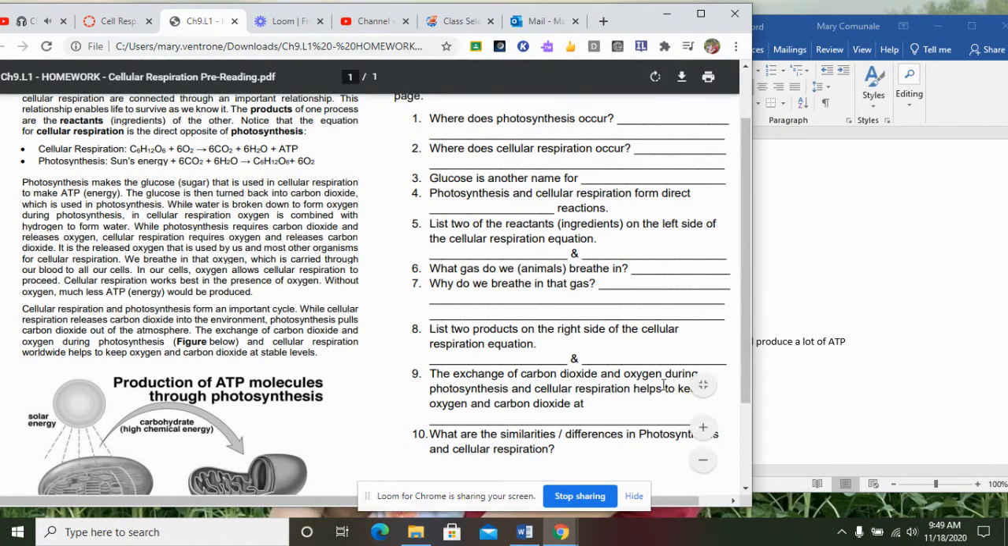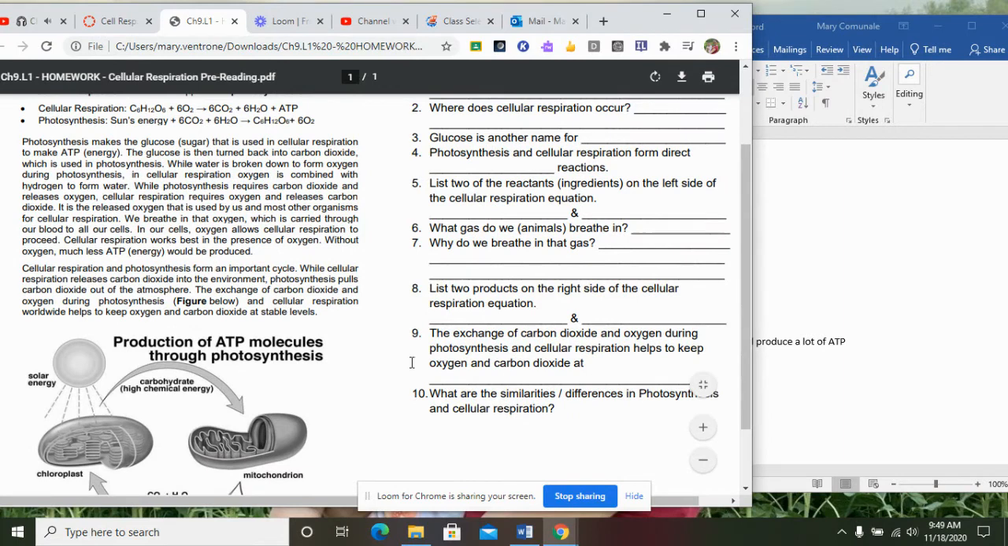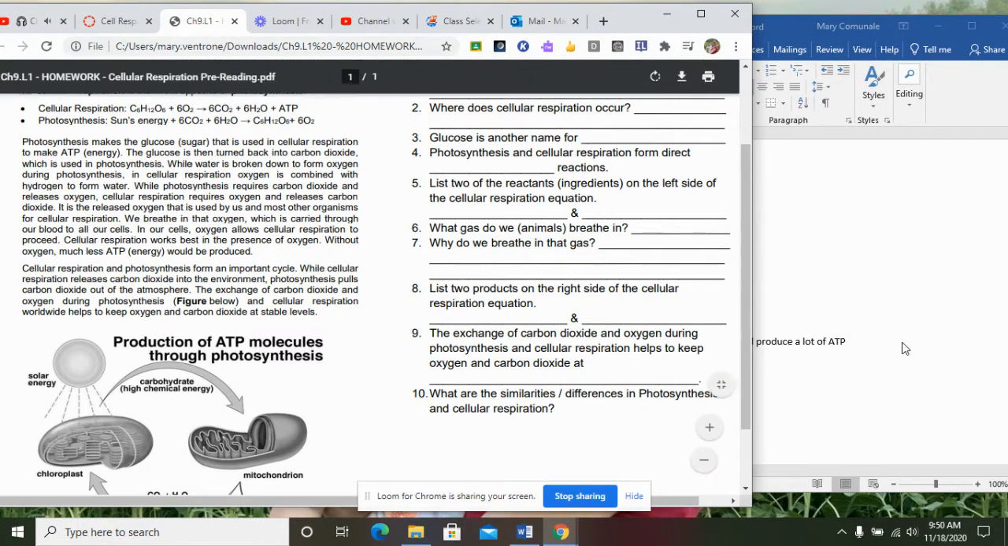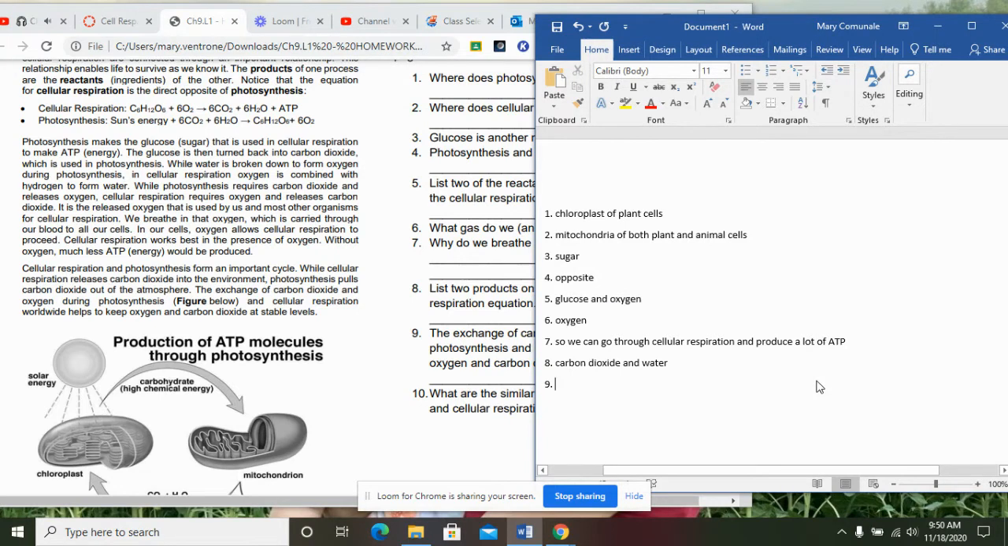The exchange of carbon dioxide and oxygen during photosynthesis and cellular respiration helps to keep oxygen and carbon dioxide at... maybe that's in this last paragraph here. Cellular respiration and photosynthesis form an important cycle. While cellular respiration releases carbon dioxide into the environment, photosynthesis pulls carbon dioxide out of the atmosphere. The exchange of carbon dioxide and oxygen during photosynthesis, see the figure below, and cellular respiration worldwide helps to keep oxygen and carbon dioxide at stable levels. So stable levels is what we're looking for there.